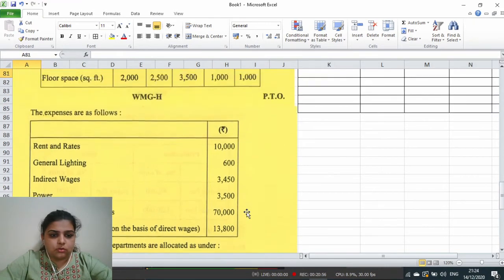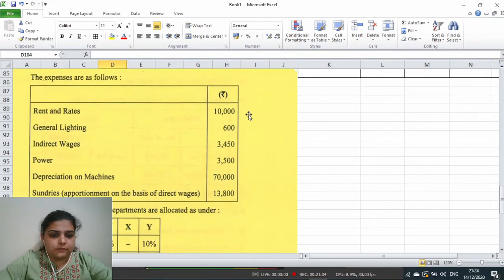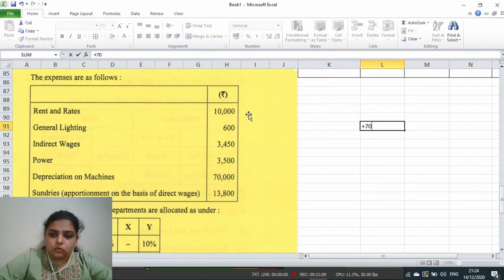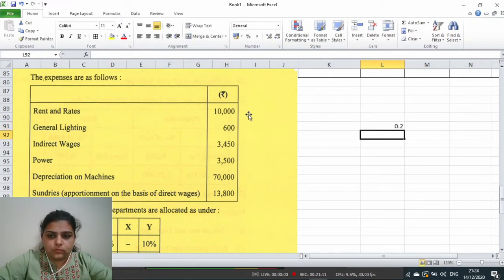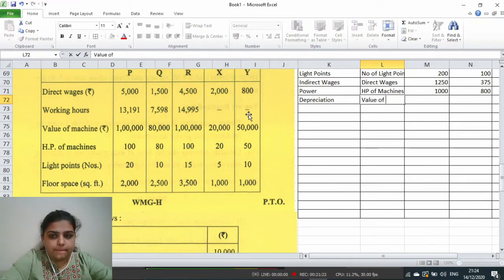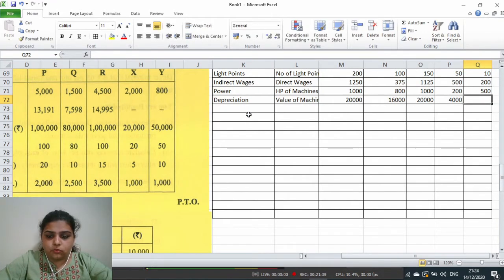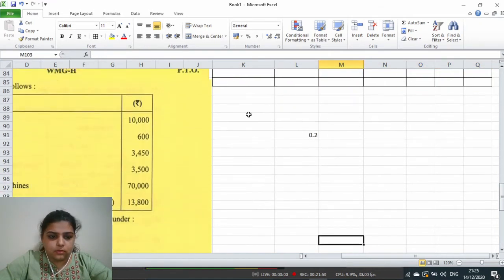Then is depreciation on machinery on the basis of value of machine, that is 1 lakh, 2 lakh, 3 lakh 50,000. 70,000 divided by 3 lakh 50,000 is equal to 0.2. So you have to multiply with 0.2. So depreciation, value of machine, is 20,000, 1 lakh into 0.2, then 16,000, then again 20,000, then 4,000. And 0.2 into 5 lakh would be 10,000. Let's just see the total of this. That is 70,000. Here also it is 70,000.